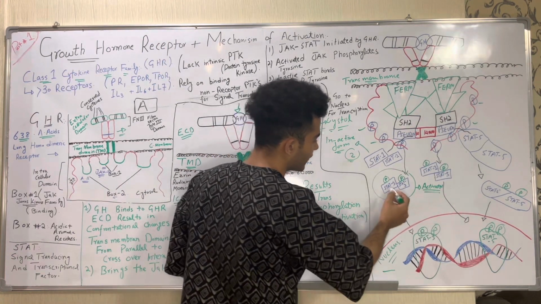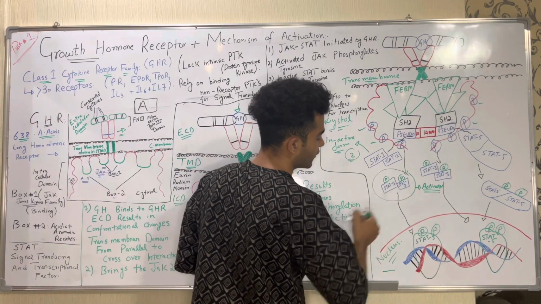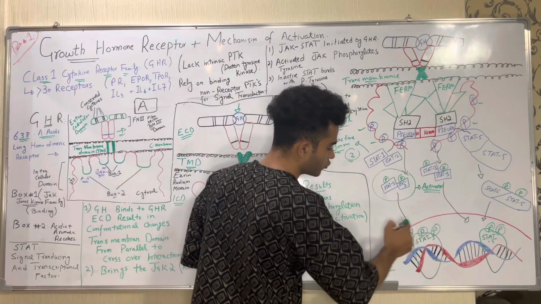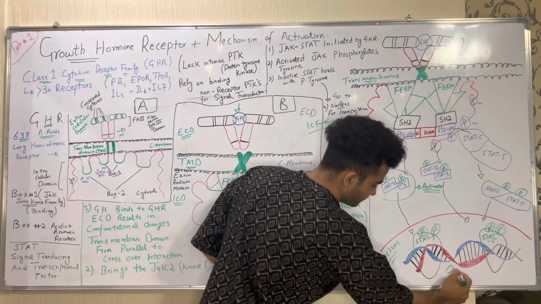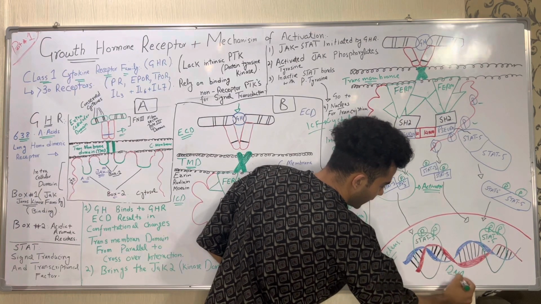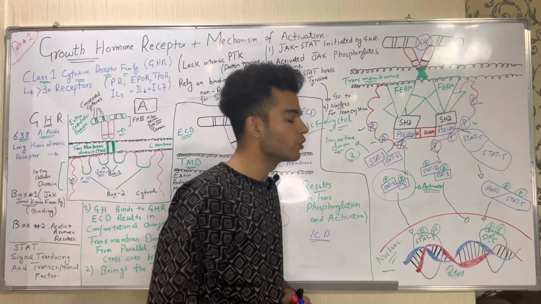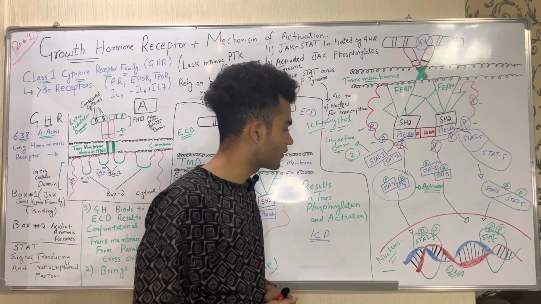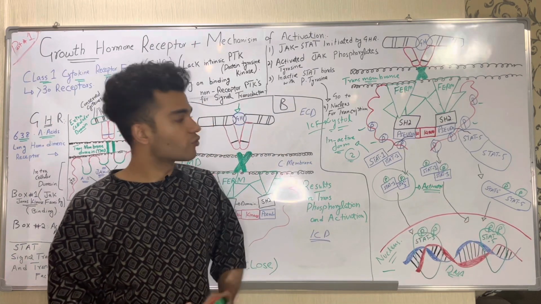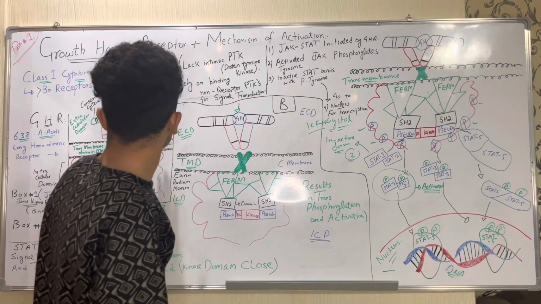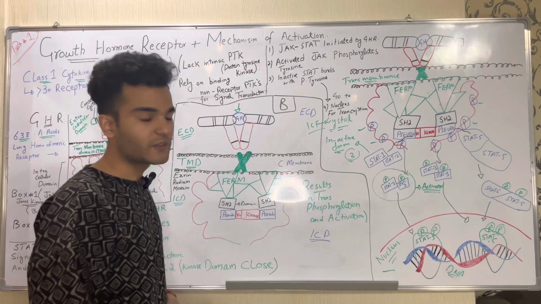So what happens when this part becomes activated and the phosphates attach? It will come down to the nucleus, and this will attach to the DNA. It will attach to the DNA, and then it will do the transcription process, and they will make the proteins. So this was our lecture about the receptor and the mechanism of the activation.